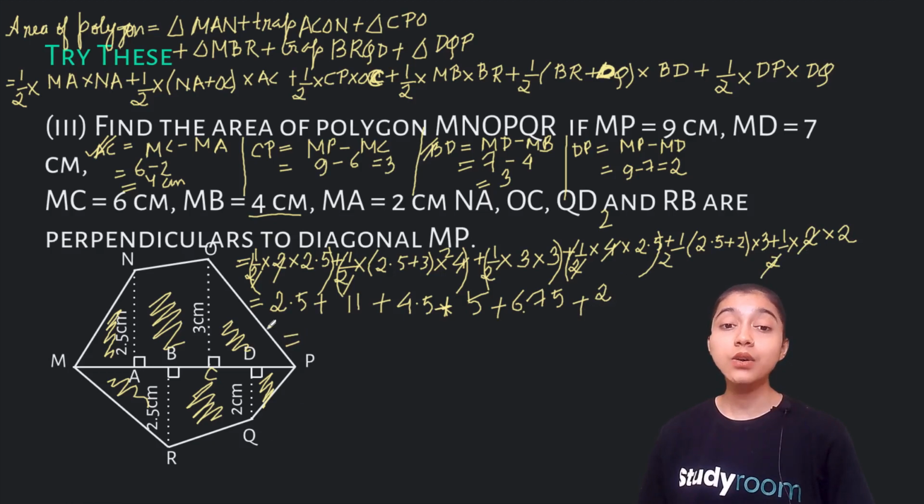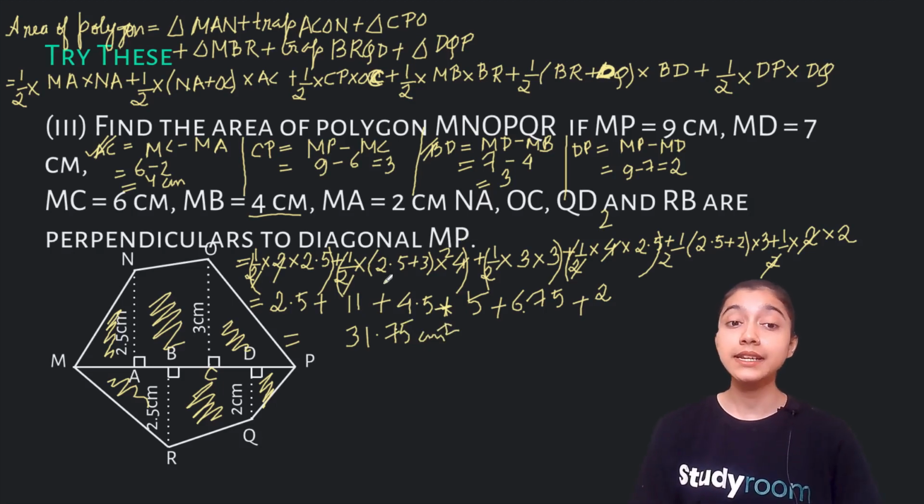When we add all of them up, that is 2.5 plus 11 plus 4.5 plus 5 plus 6.75 plus 2, we end up getting 31.75 centimeters square as the area of the given polygon, that is MNOPQR.